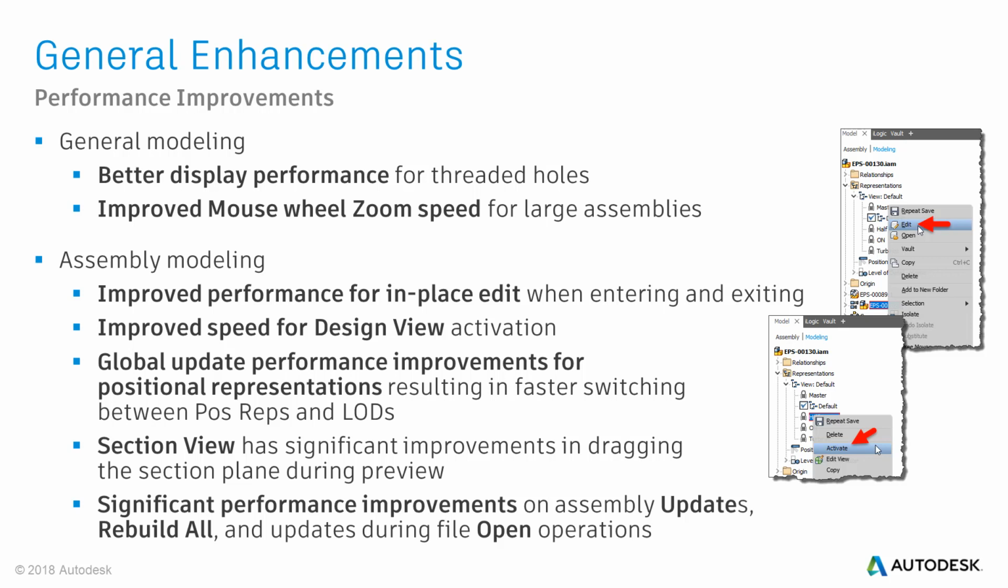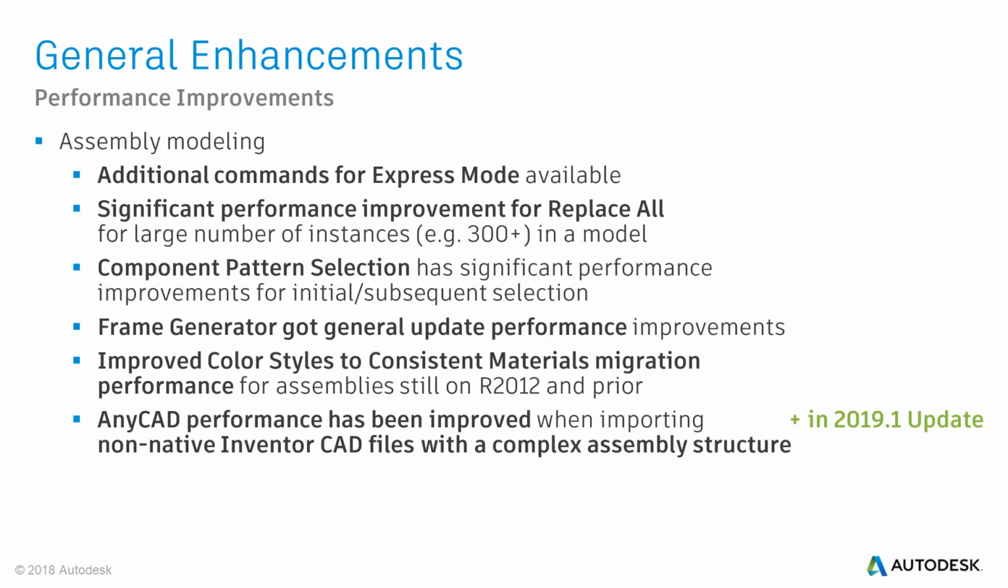The section view has also an improved performance when using the section view command in full mode. If I take the results for the section view in 3D assemblies in Inventor 2018, it still took 26 seconds. In Release 2019, it only takes 17 seconds. The Express mode has additional commands available now, which let you stay longer in a more performant environment.